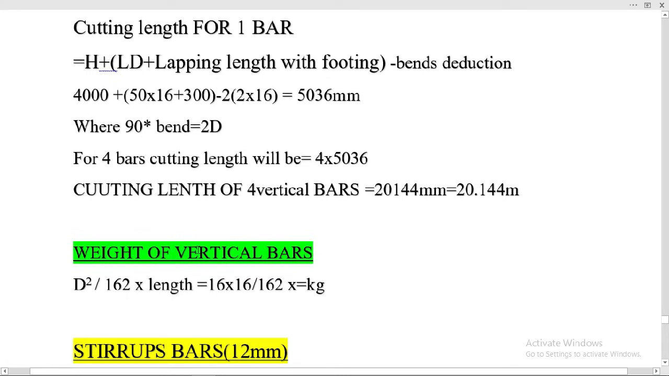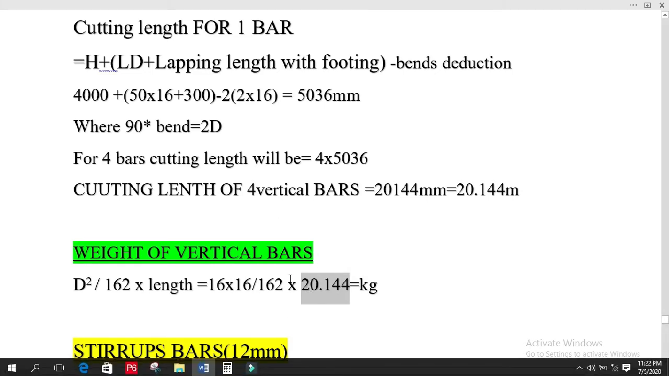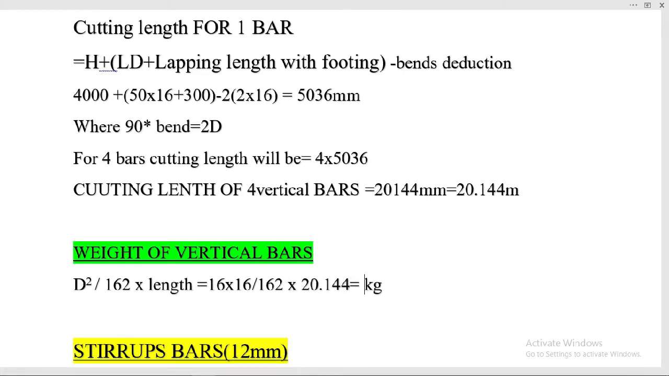Let's calculate the weight of all the vertical bars. We have 4 vertical bars, and the diameter of the vertical bar is 16. So let's solve it: 16 into 16, divided by 162, multiplied by the length in meters, 20.144. Remember, this is the total length of all 4 vertical bars used in our column.